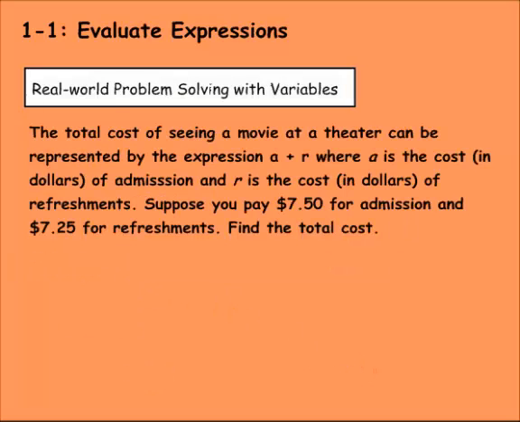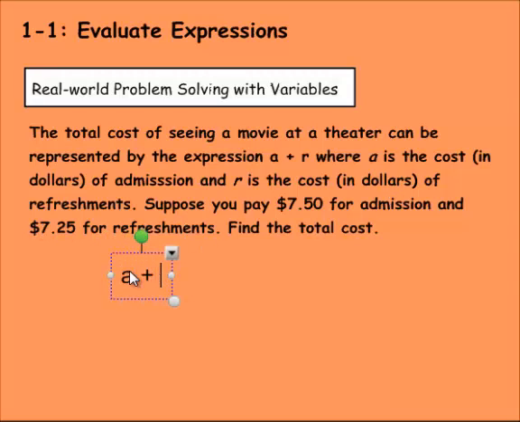Let's look at a word problem then. The total cost of seeing a movie at a theater can be represented by the expression A plus R, where A is the cost in dollars of admission, and R is the cost in dollars of refreshments. So A for admission, R for refreshments. Suppose you pay $7.50 for admission and $7.25 for refreshments.